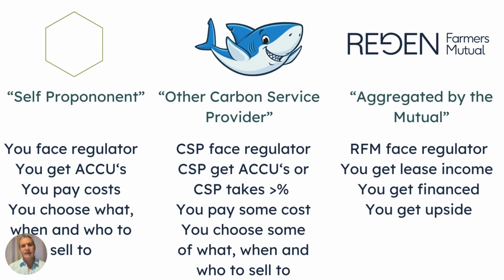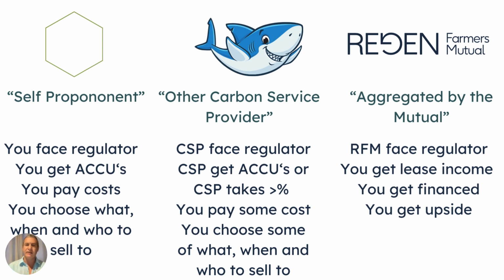The other thing that people need as members to think about, as they've come in through the Landscape Impact Program, is, do they want to stand up as a self-proponent? In that case, you as the farmer face the regulator, you get the ACCUs, you pay the costs, and you choose what, when, and who you sell to. And recognizing that nobody lives in a vacuum and that there are alternatives, you could use other carbon service providers. These will typically face the regulator or help you to do so. They'll either take a large commission or a base plus commissions, and you will get some flexibility as to who you sell to and when.